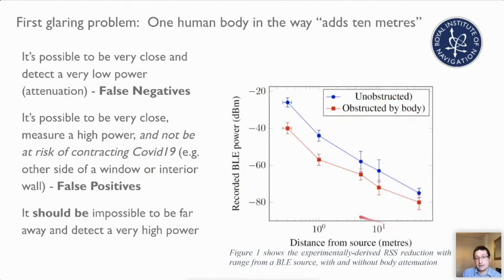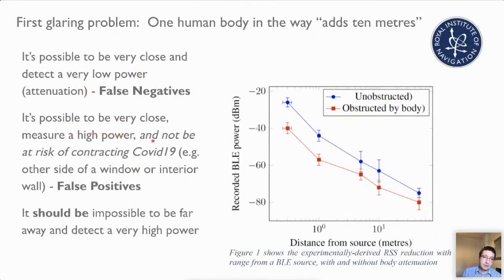And what this complicated looking graph is telling you is that putting one body in the way adds about 10 meters to the apparent distance. So you can be stood half a meter from somebody, put the phone behind your back, and the contact tracing app might think that you're now 10 meters away instead of half a meter away. So that's a serious problem that's to do with the frequency that Bluetooth is used at. And so that can provide false negatives to the system.